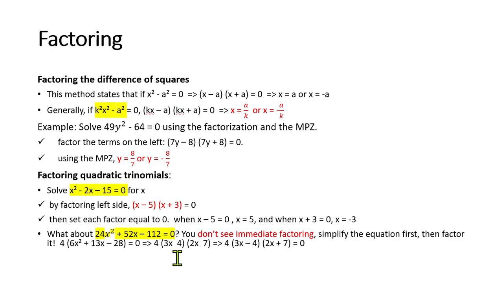So 3x and 2x make 6x squared, and 4 and 7 make 28. But you have to be very careful where you put the plus sign and minus sign. So you adjust that, and you get the factorization 4 times (3x minus 4)(2x plus 7) equals 0. So the first factor, 3x minus 4 equals 0, then x equals 4 over 3, that's a solution. And for 2x plus 7 equals 0, x equals minus 7 over 2, that's the other solution.